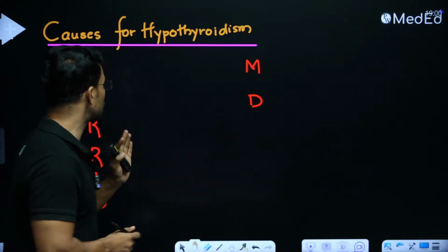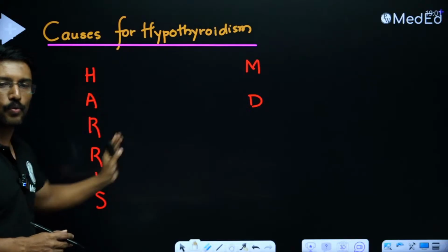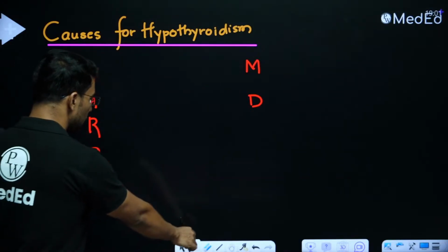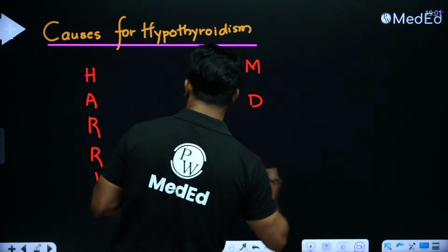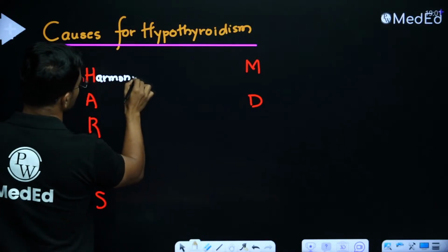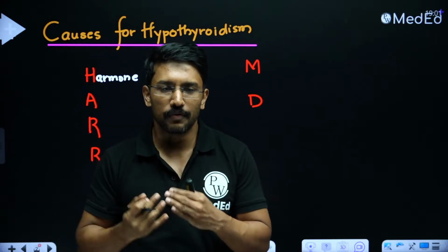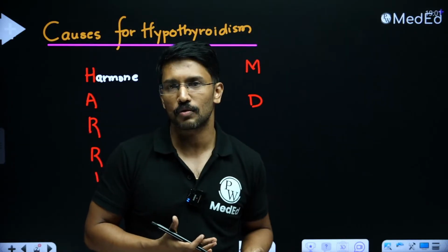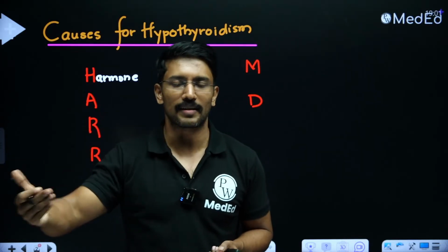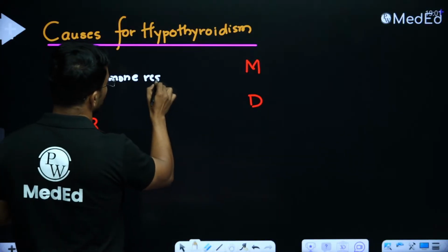The mnemonic goes like this: Harris MD. You can think of someone called Dr. Harris who has done MD. Okay. So H stands for hormone resistance. So there are conditions where the thyroid receptors are dysfunctional. So even when the thyroid gland produces the hormones in normal quantities, they may not be able to work at the level of receptors. So hormone resistance is one of the causes.